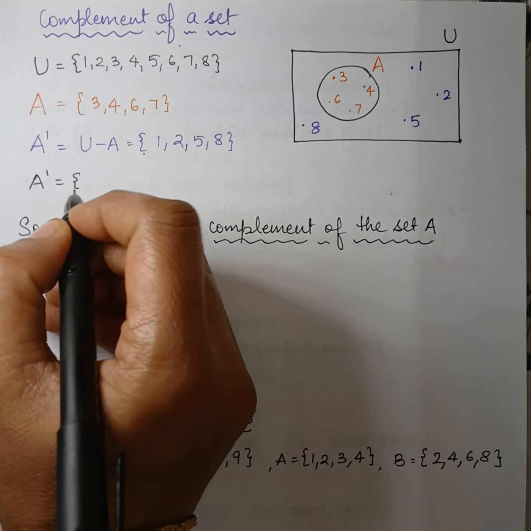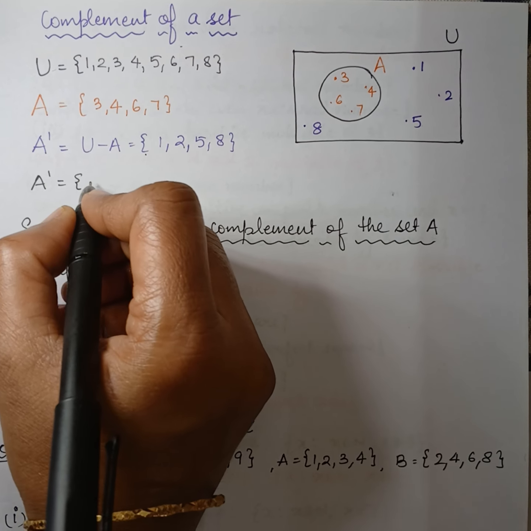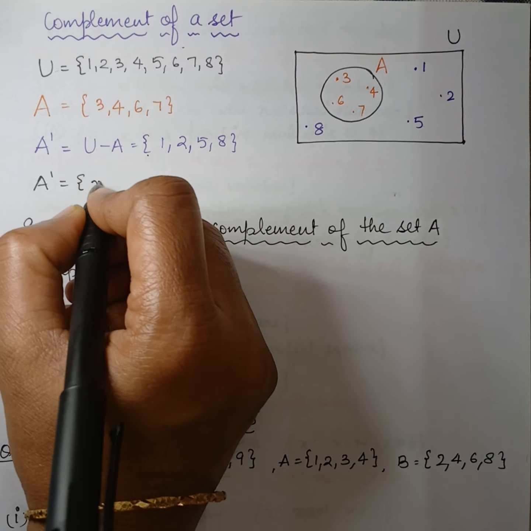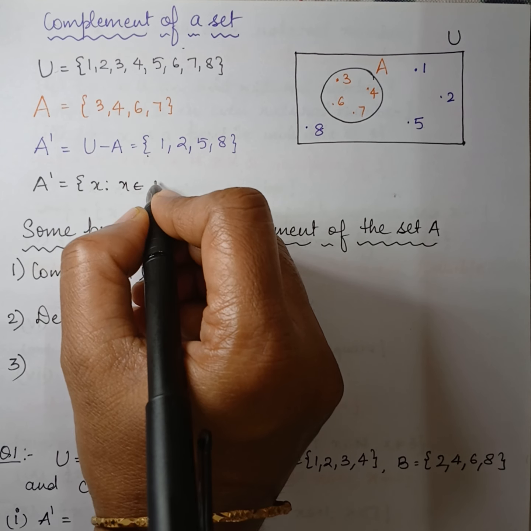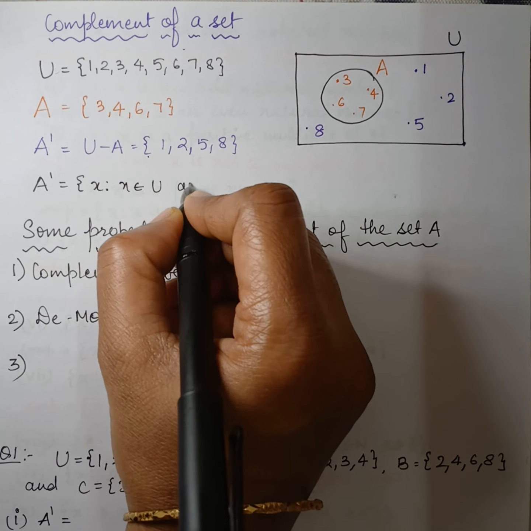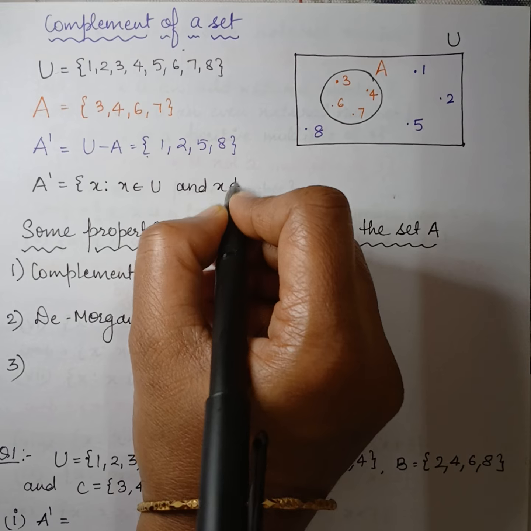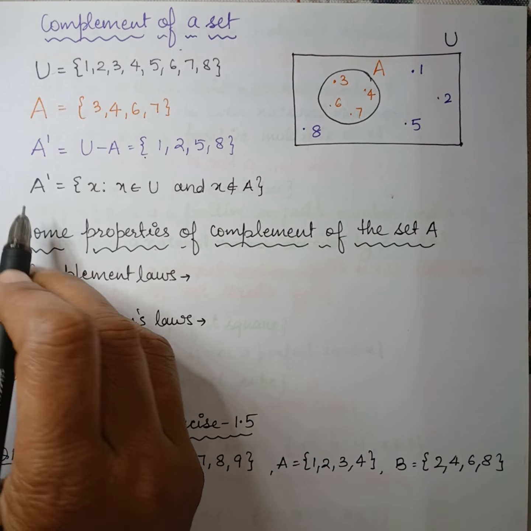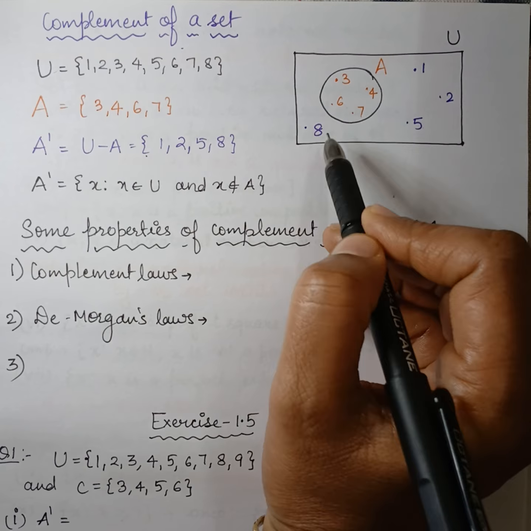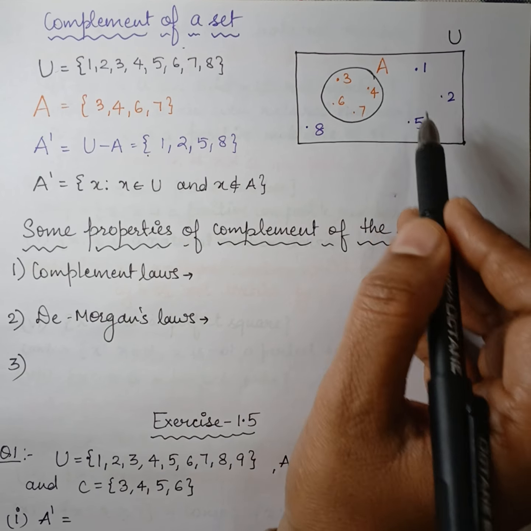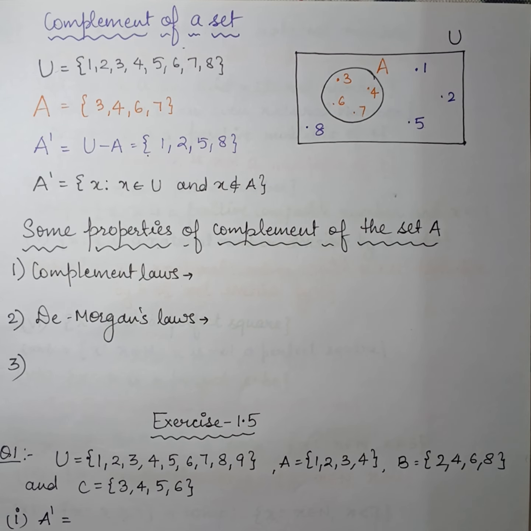Now in set builder form, how to write it? We will write it like this: x belongs to universal set and x does not belong to A. So in A complement, all those x will come which belong to the universal set but do not belong to A. So those elements are 1, 2, 5 and 8.